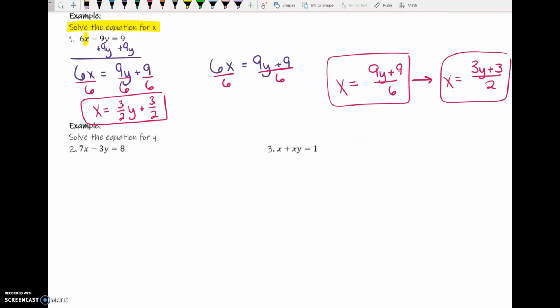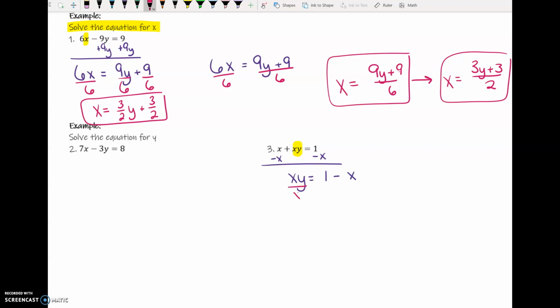Okay, solve the equation for y. We're actually going to do number 3 together first. We want to get y by itself, and y is inside that term. So I want to get rid of that x on the left side. So I have xy equals 1 minus x.